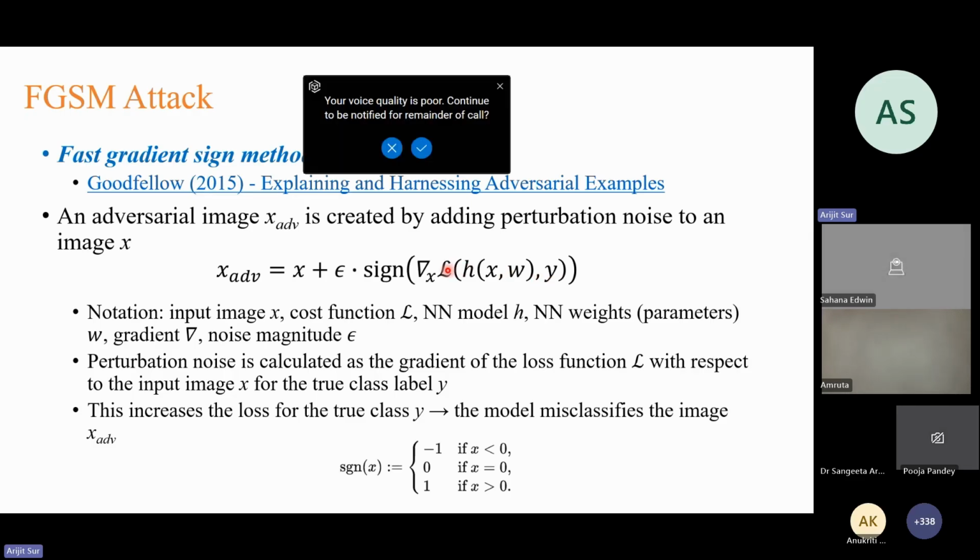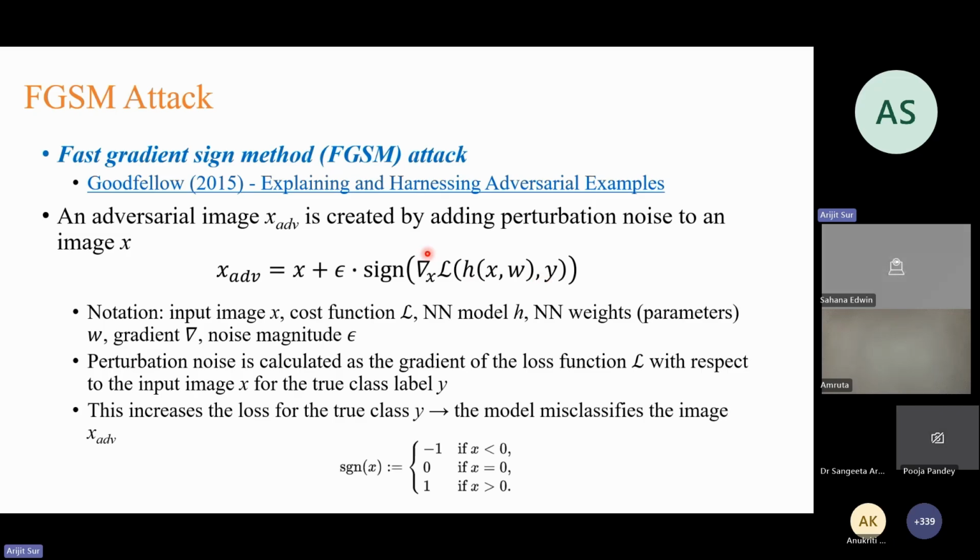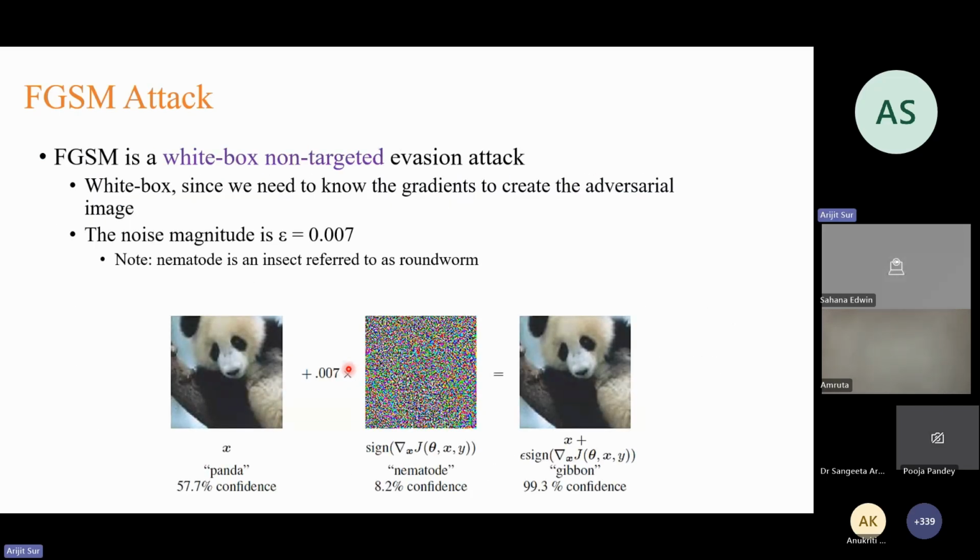And this loss is basically the cost function, the difference between these two. We take the gradient of this loss and take the sign, multiply it with epsilon, the noise magnitude, and add it to x. You can understand mathematically why they are doing it, but I'm not going into details. So this is basically the FGSM method.